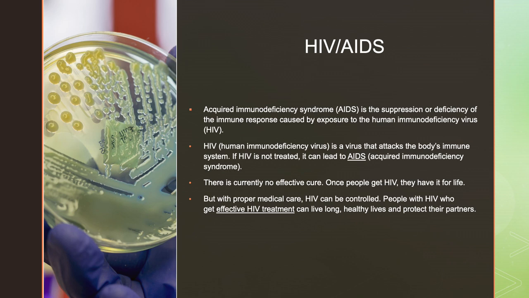All right, so let's finish off with HIV and AIDS. So it is an acquired immunodeficiency syndrome. That's what AIDS stands for. Suppression or deficiency of the immune response caused by exposure to the human immunodeficiency virus, or HIV. Okay. It's a virus that attacks the body's immune system. If it's not treated, it can lead to AIDS. If it leads to AIDS, you're pretty much a done deal. There are currently no effective cures. Once people get HIV, you have it for life. However, we have made some mad advances in medicine.